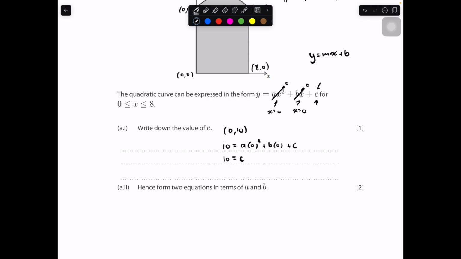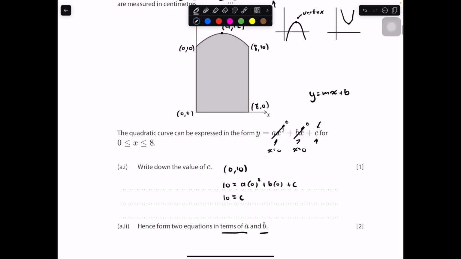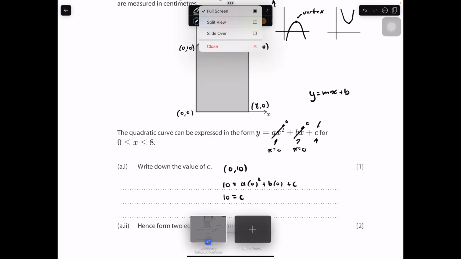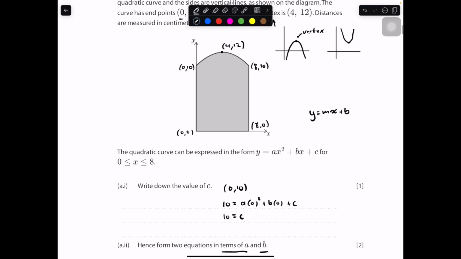All right, part 2. Form two equations in terms of a and b. So we want an equation in terms of a and b. So let me erase this just to clear it up again. All right. Okay, so write two equations in terms of a and b.